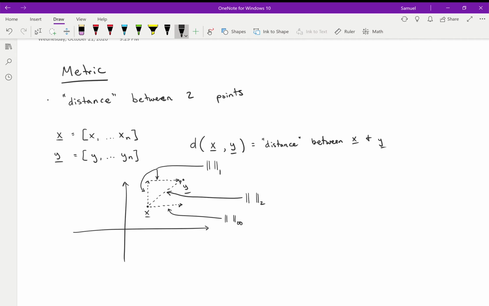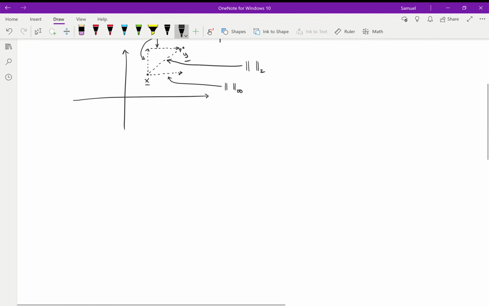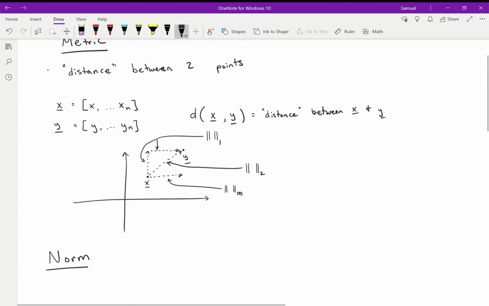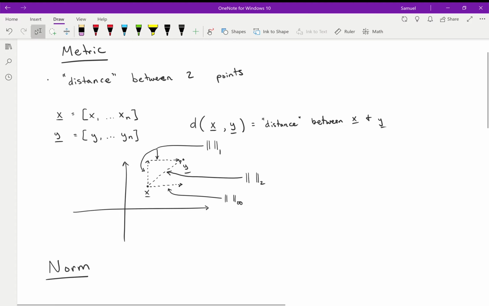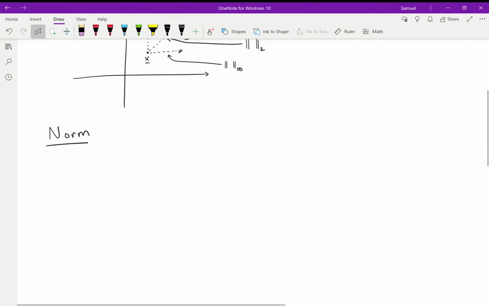So this is going to bring me into talking about norms themselves. A norm is pretty related to a metric, right? When we were looking at a metric, we were looking at the distance between 2 points. When we're talking about a norm, we're trying to quantify the size of a vector. And again, I'm putting size in quotes because there are many different ways to quantify this.